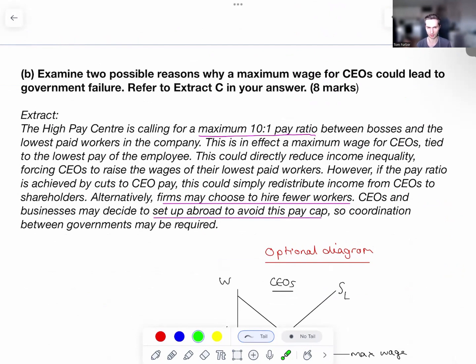8-mark question. Examine 2 possible reasons why maximum wage for CEOs may lead to government failure. Refer to extract C in your answer. So this is the relevant part of the extract in italics.